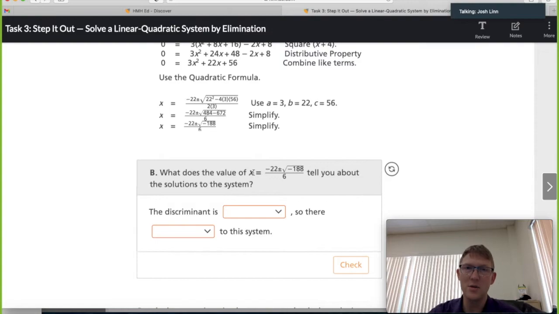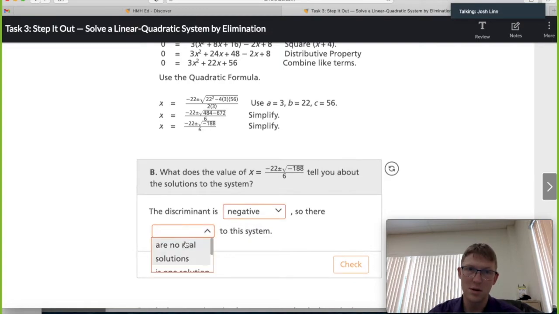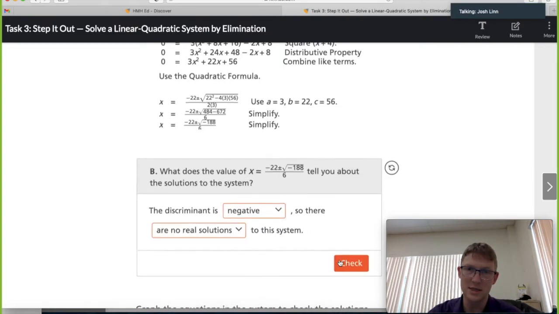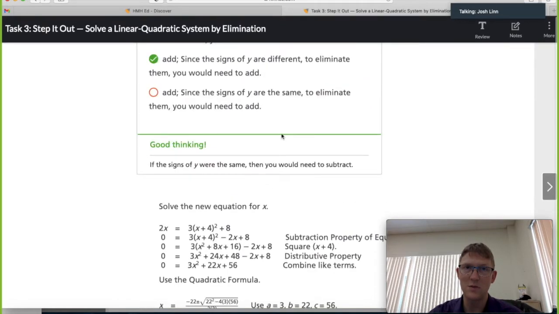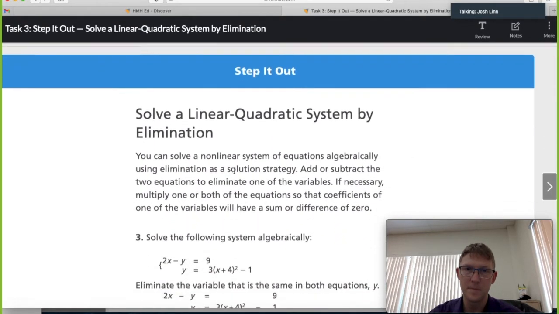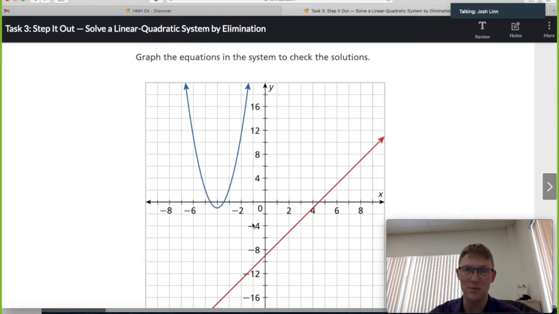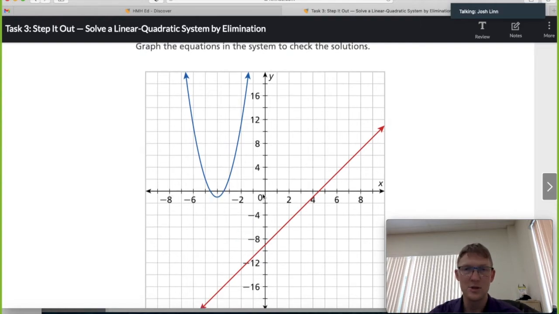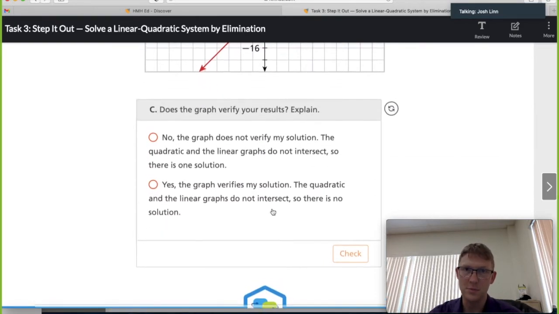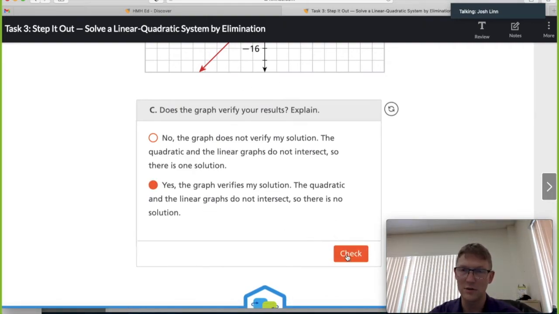So then what does the value of x tell you about the solution to the system? The discriminant is negative, so there are no real solutions to this system. So that means we've got a line, and we've got a parabola, and they do not cross each other. There's our graph. So they do not cross each other. Does this graph verify your result? Yes. It verifies my solution. There is no solution. Thanks.